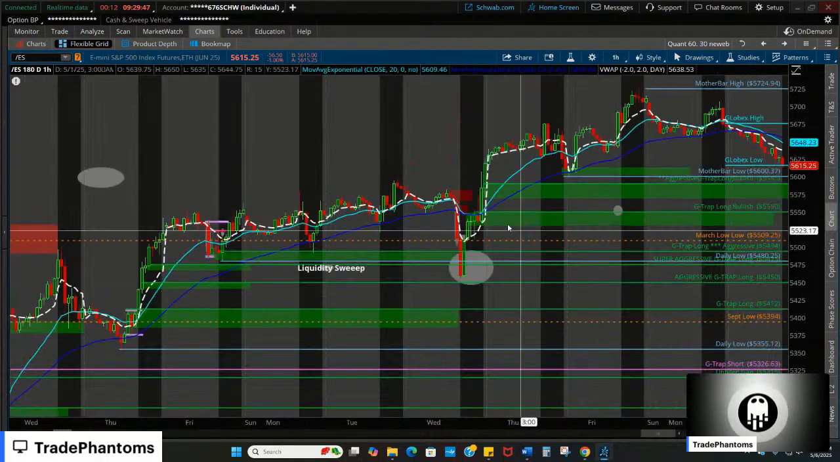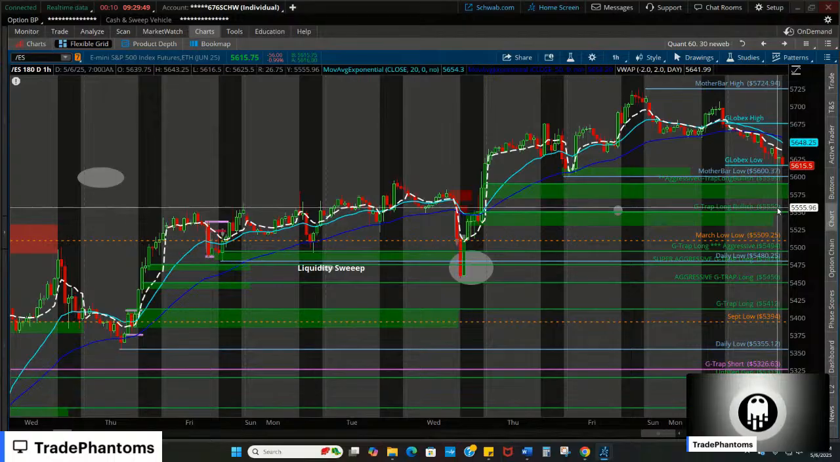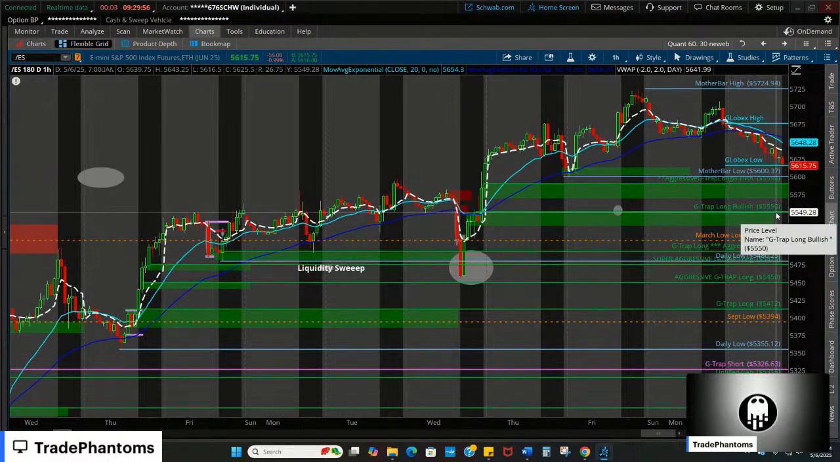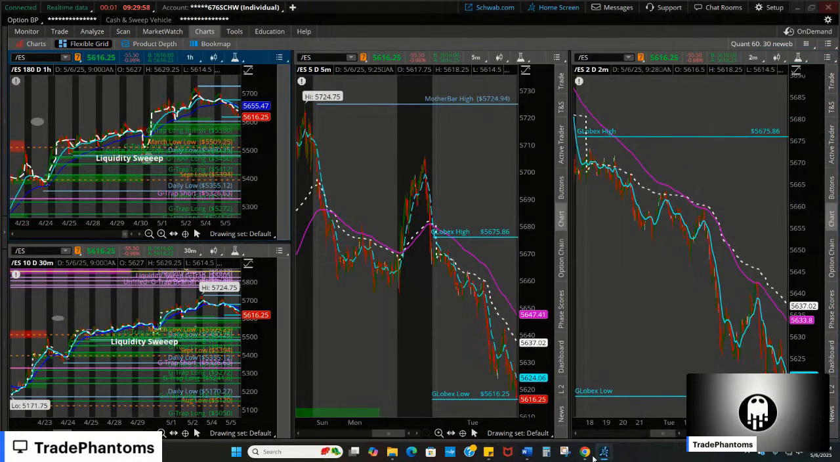So does this level of demand on the S&P futures, 5550, coincide with a positive gamma node on the options depth? Indeed.